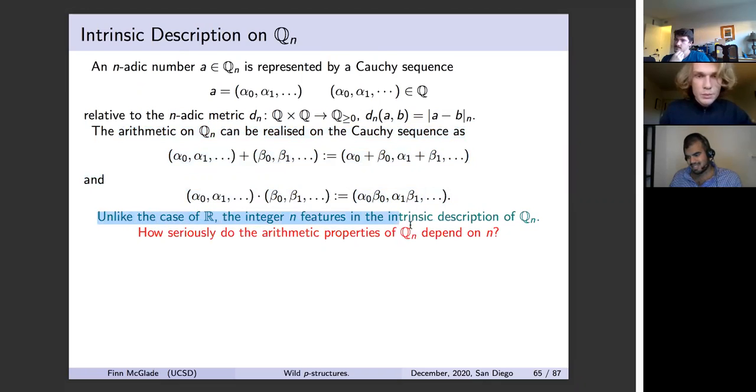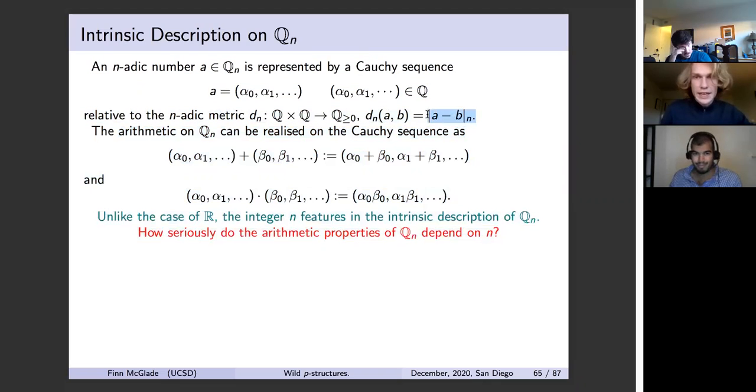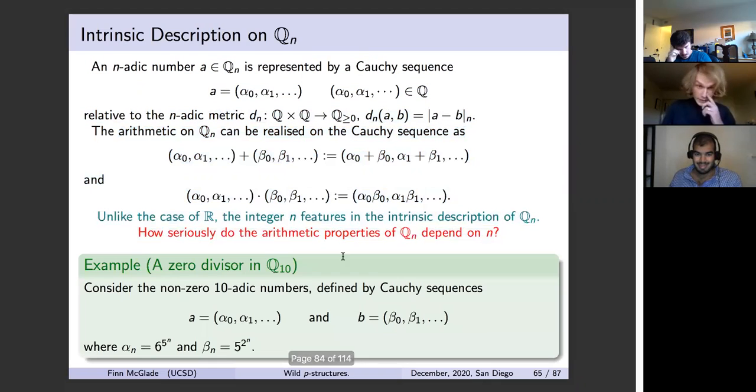So one difference I'll point out is that unlike in the case of R, you have n featuring here in this kind of intrinsic description of Qn. So you might ask, okay, how seriously do the arithmetic properties of this thing actually depend on n? Is this a good way of understanding it, or maybe there's some way I can actually drop the n? And so I'll just show you an example here of what can happen.